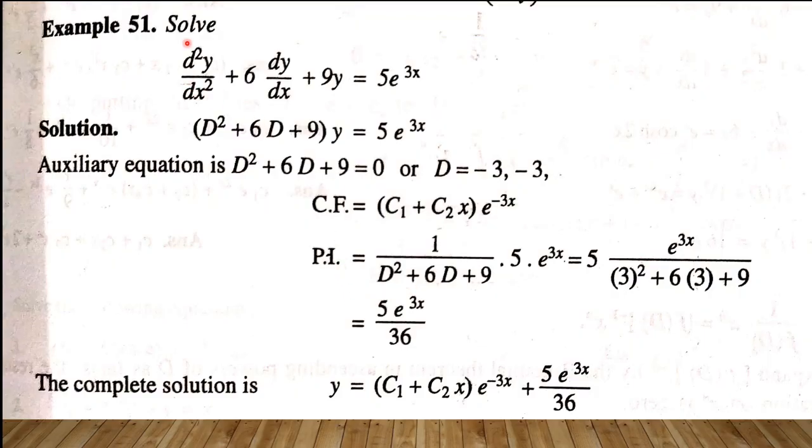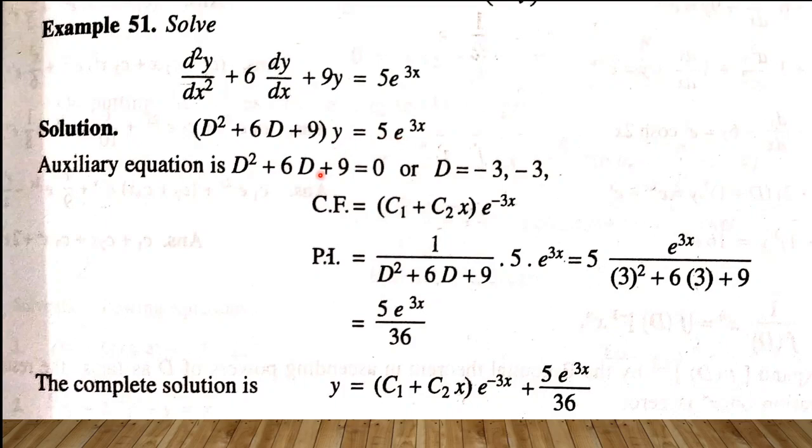Example: d2y by dx square plus 6 dy by dx plus 9y is equal to 5 e to the power 3x. e to the power 3x is seen in the RHS, which is compared with case number 1. Case number 1 says e to the power ax. Let us see the complete solution. I transform this particular differential equation to operator form. The operator form is d square plus 6d plus 9, with y taken common, is equal to 5 e to the power 3x.